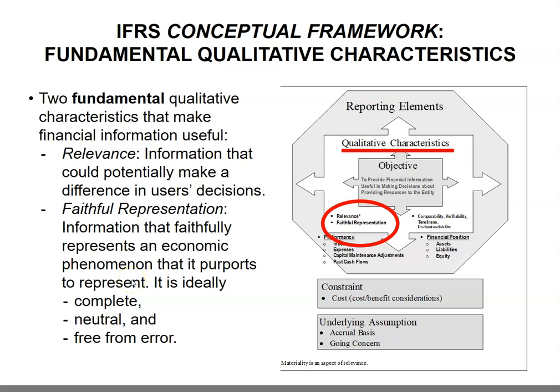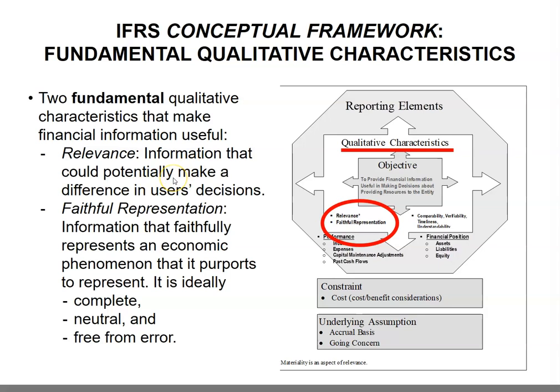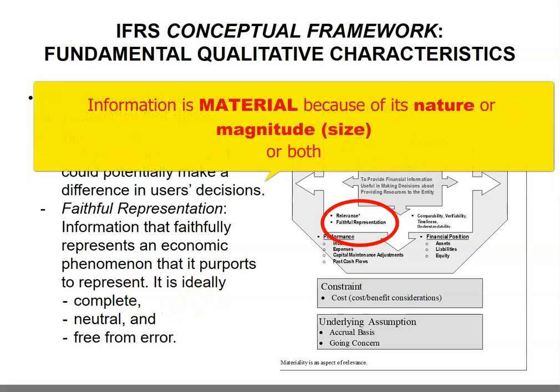In other words, relevant information helps the primary and other users of financial information in evaluating past, present, and future events, as well as to confirm or correct their past evaluations in a decision-making context. A close aspect of relevance is materiality, where information is material if its omission or misstatement can affect the user's decision. Information is material because of its nature or magnitude or both.